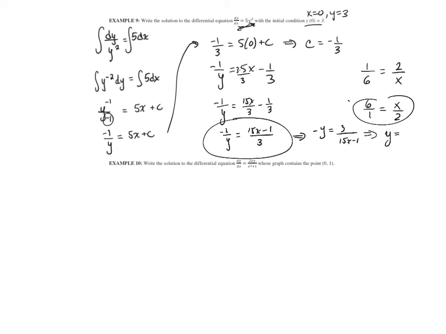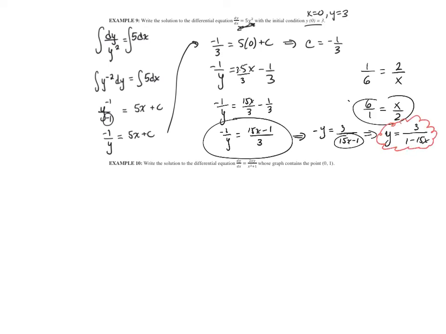And I think I would do that by recognizing that 15x minus 1, when you reverse that, you get its opposite, 1 minus 15x. So I would probably just write it as 3 over 1 minus 15x. So basically, I just multiplied both sides by -1. So that would be my solution for that guy.